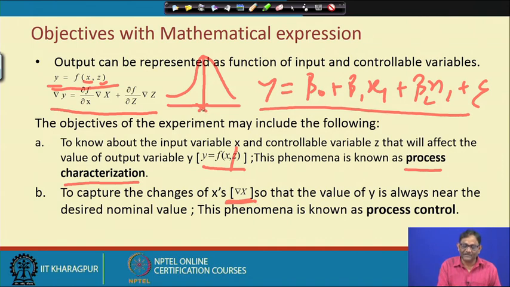It will not be always here, but it will be around approximately within this. So, this is known as process characterization, process control. Y is f(x, z), process characterization. Where to set delta x so that y will be at the nominal value, that is process control.